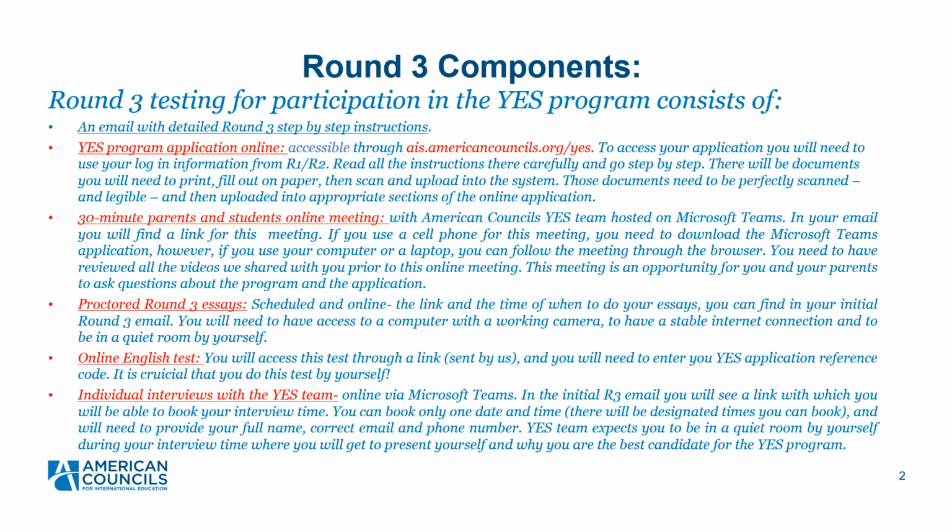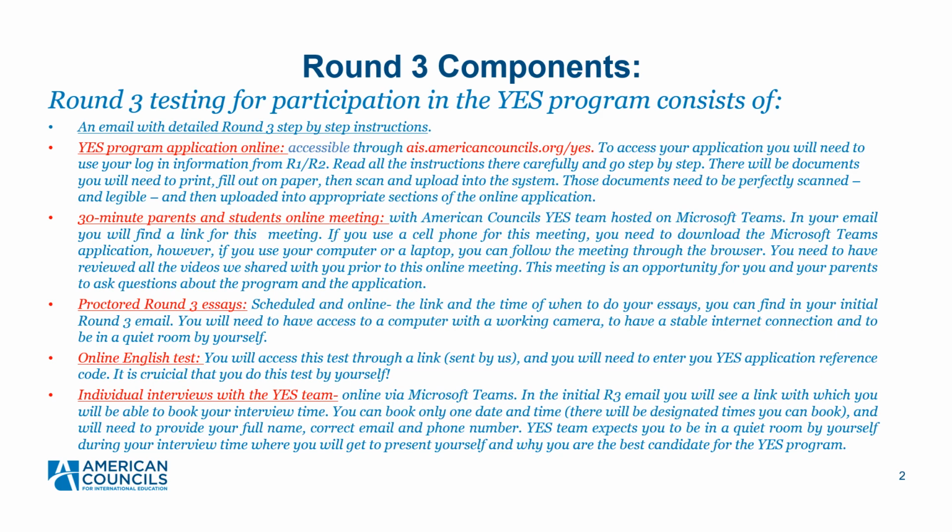These will be scheduled and will be done online. You will get a link with the time and date on when your essays are scheduled, and you will be able to find this in your initial round 3 email. In order to take part in these essays, you need to have access to a computer with a working camera, and you have to have a stable internet connection. We also ask that when you come to do your essays, you sit in a room by yourself so that you're not distracted and that nobody else is there.